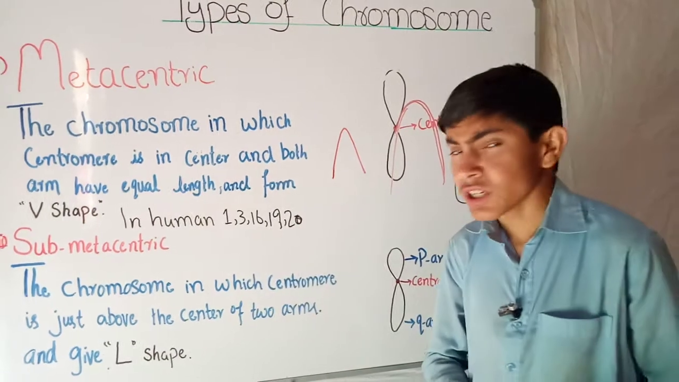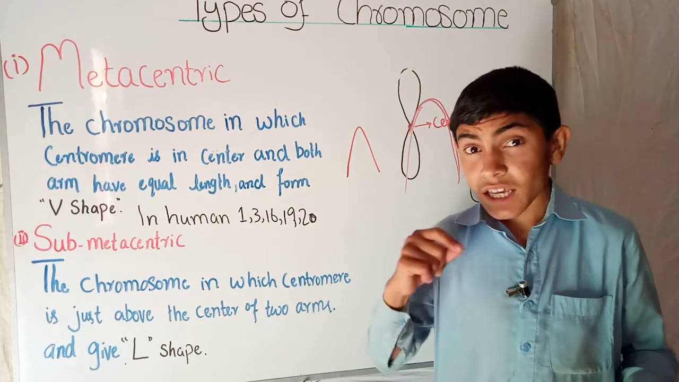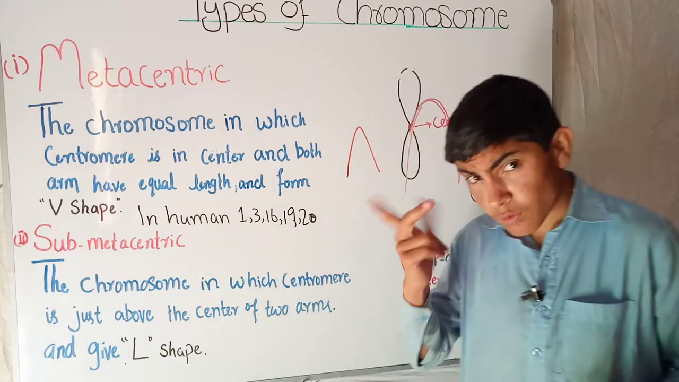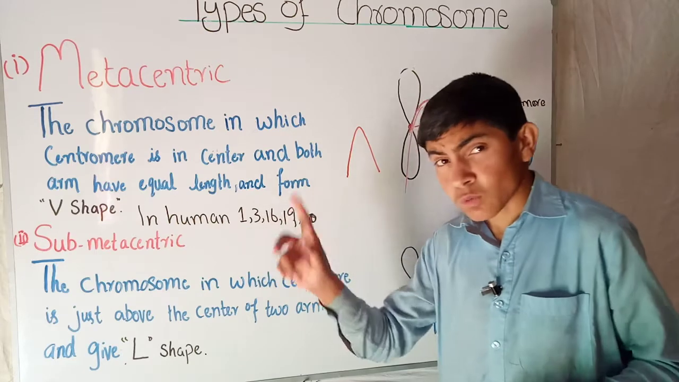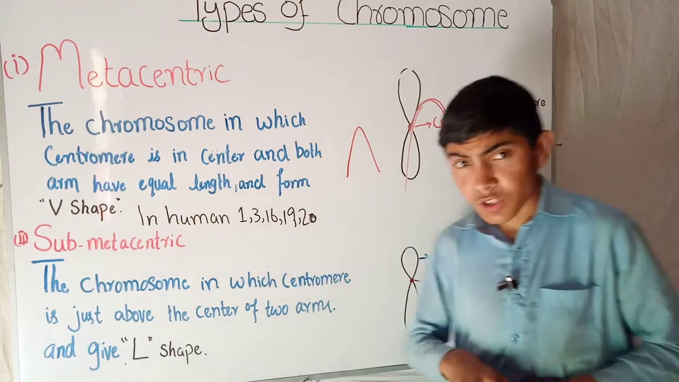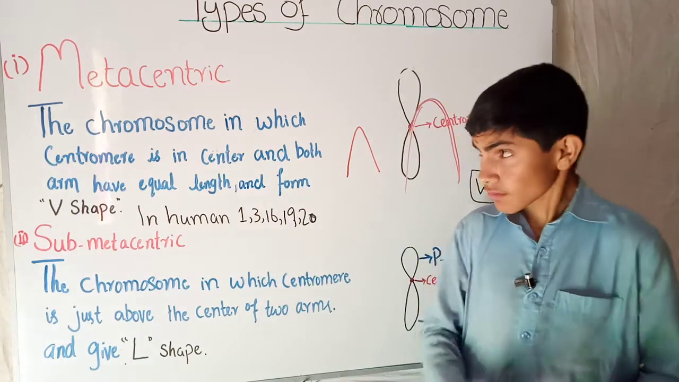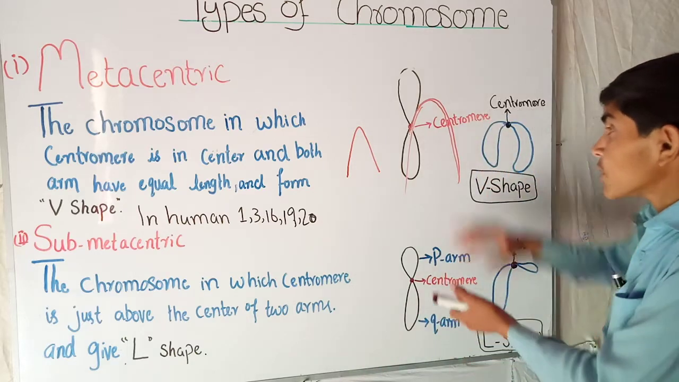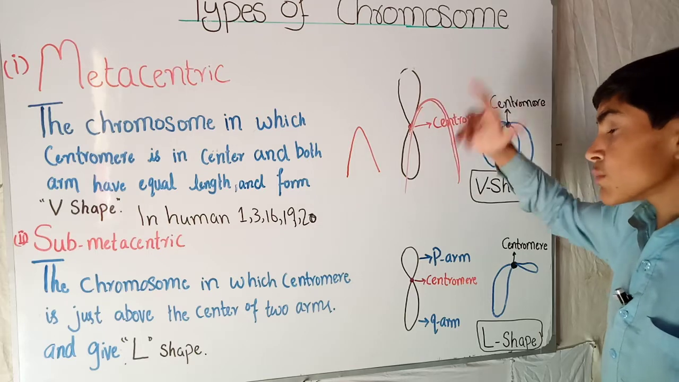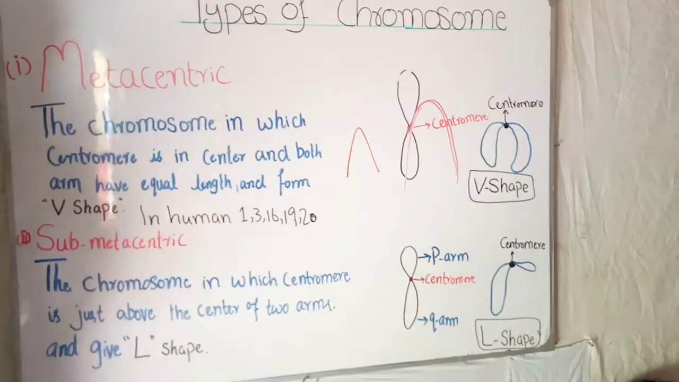If we talk about the human karyotype, the chromosomes of the human are called karyotype chromosomes. In human chromosome pairs, the first, third, 16th, 19th and 20th chromosomes, these five pairs of chromosomes, are metacentric. So five pairs of chromosome in human have this structure, and the remaining have other structures.